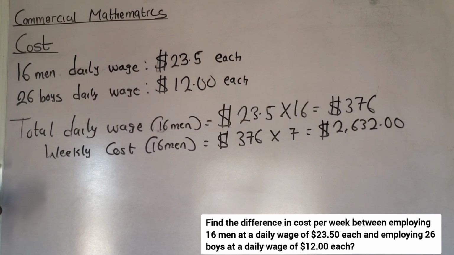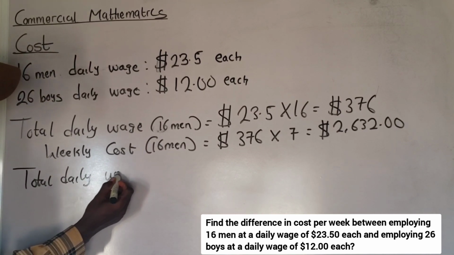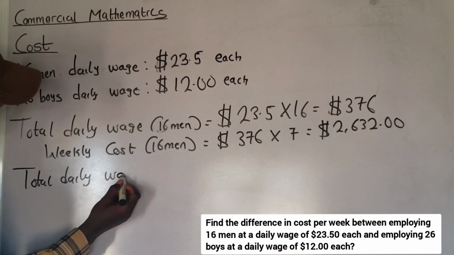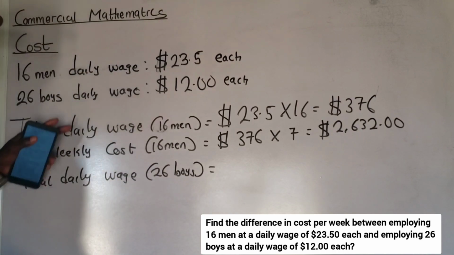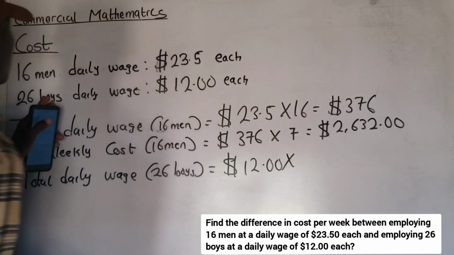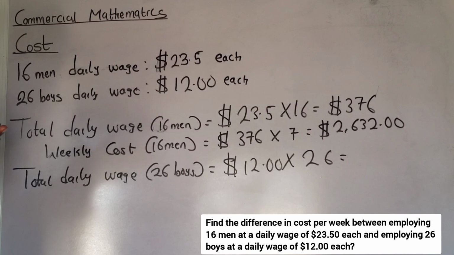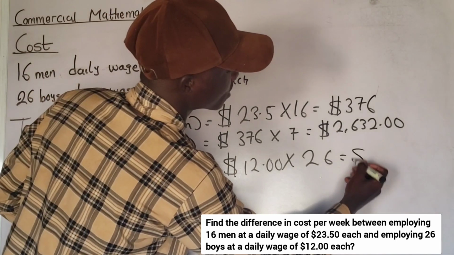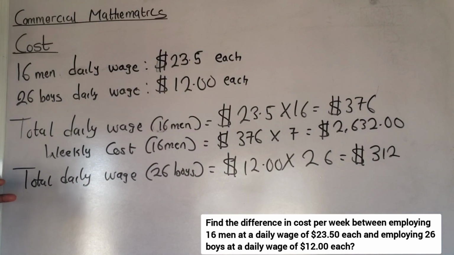Now let us calculate the total daily wage for 26 boys. You understand? So the total daily wage of 26 boys is equal to $12 multiplied by 26. That is 312. Okay, so I'm going to have $312 as the daily wage of 26 boys.